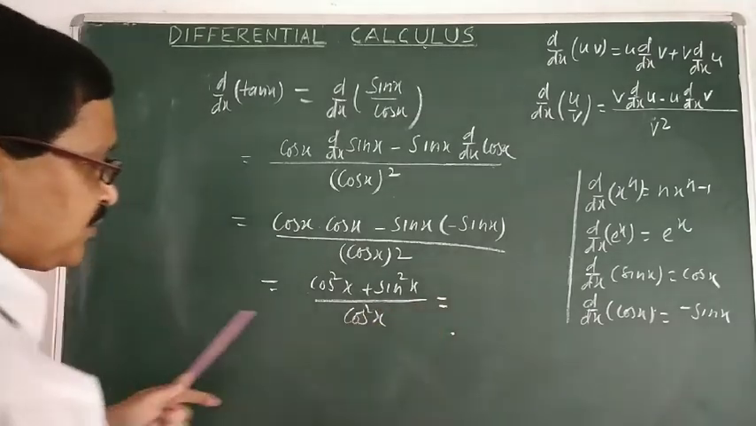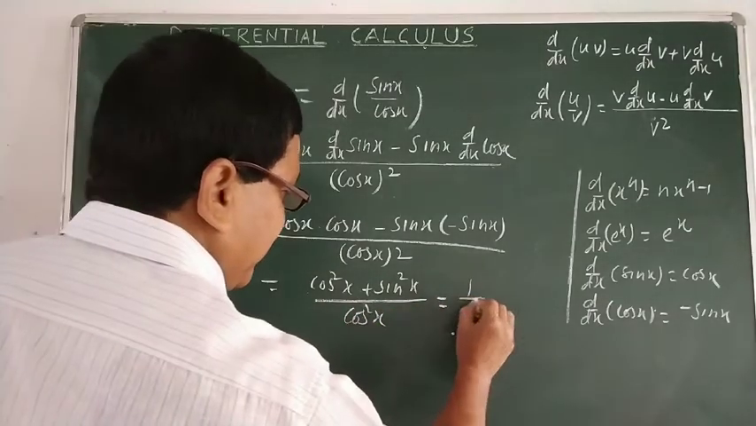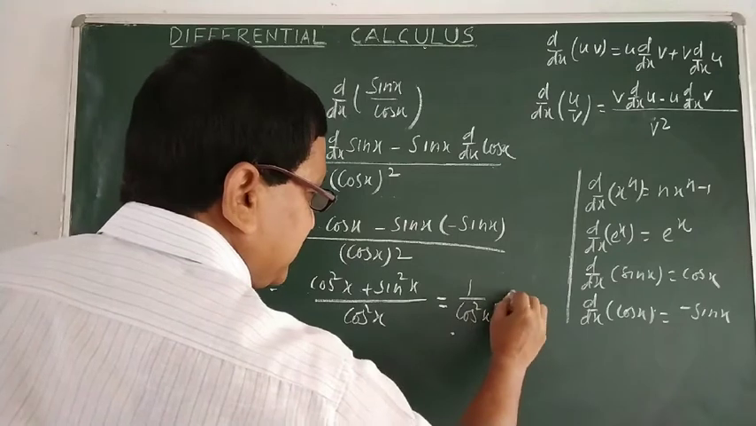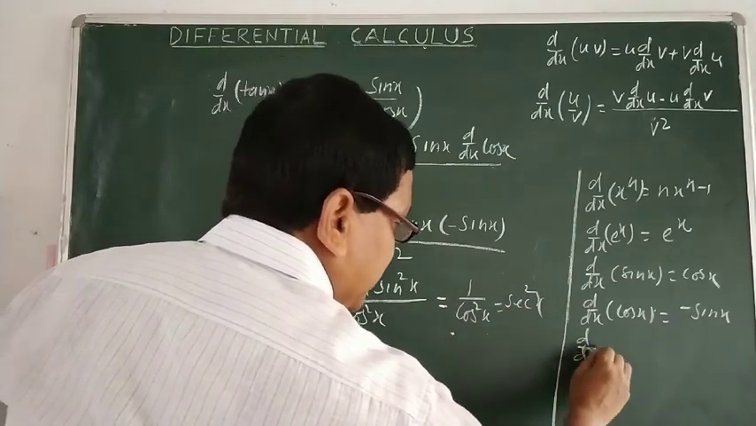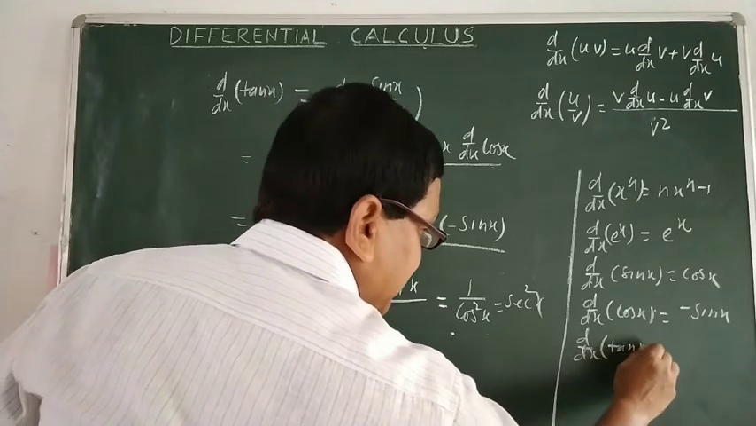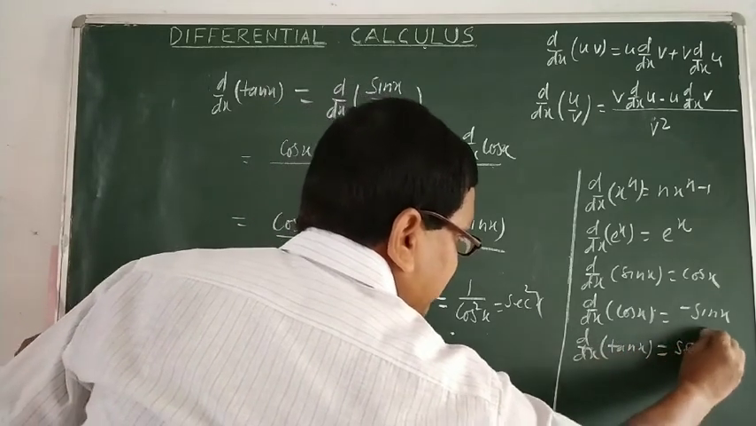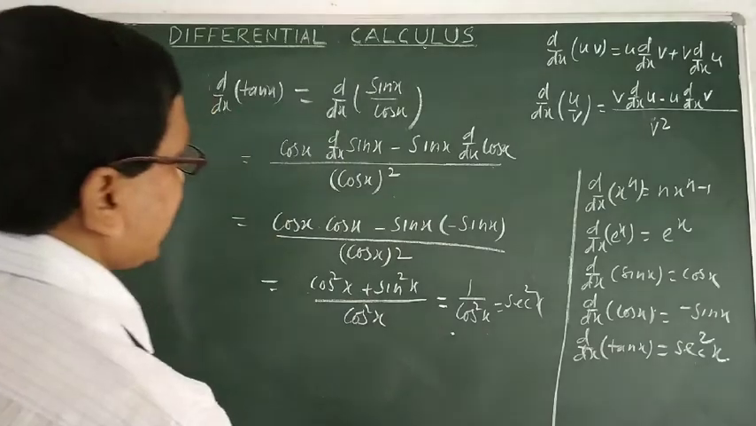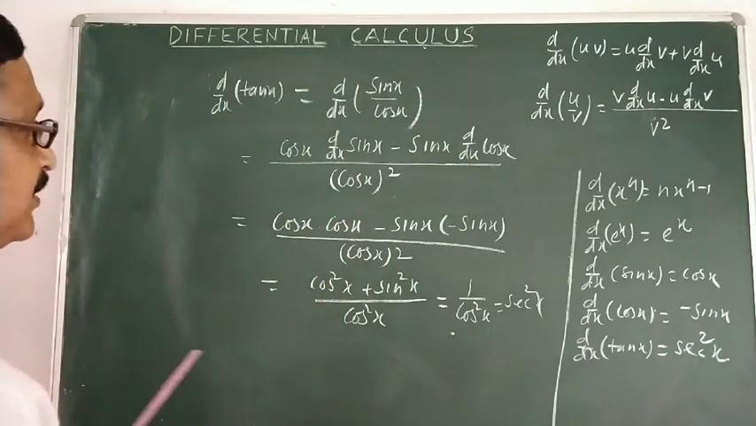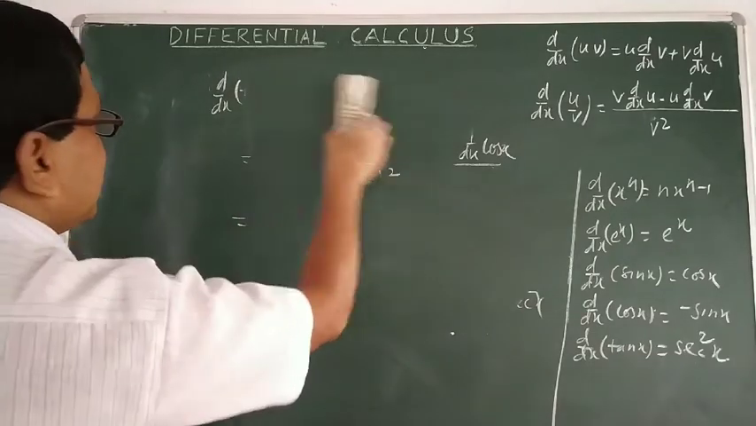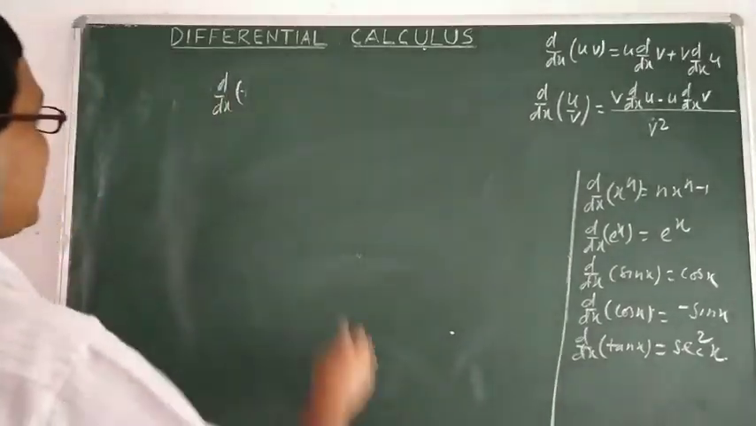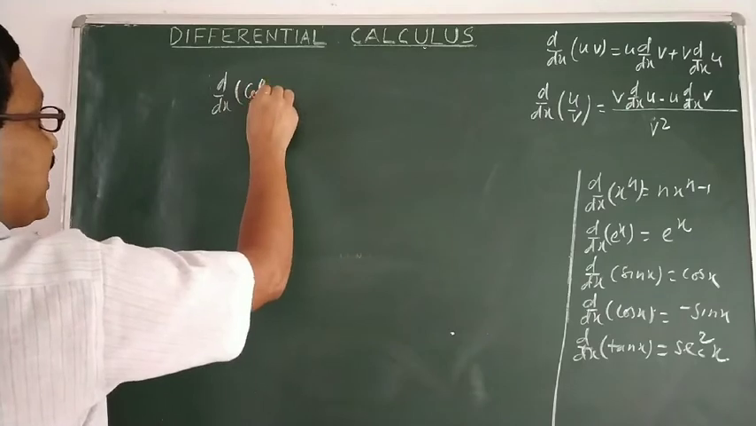So we know that cos square x plus sin square x is equal to 1 by cos square x. This is sec square x. So one more formula you knew. d by dx of tan x is sec square x. Likewise you can do the cot x. d by dx of cot x. Just see how d by dx of cot x is derived.